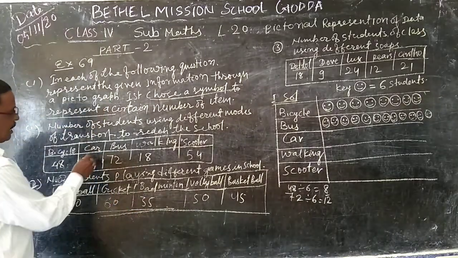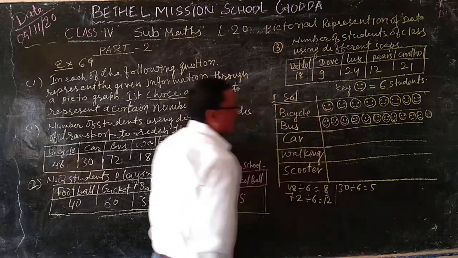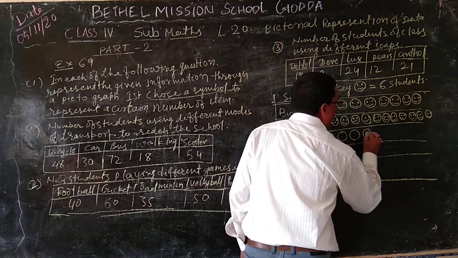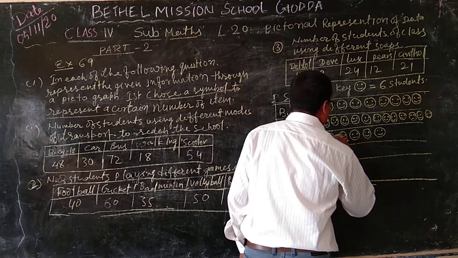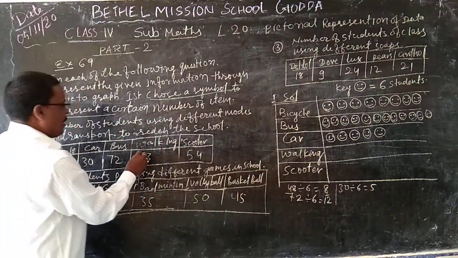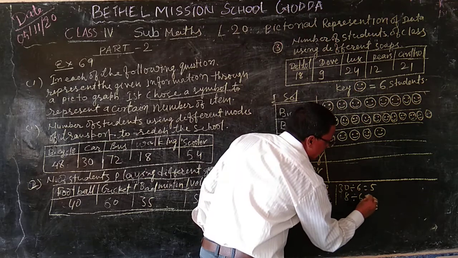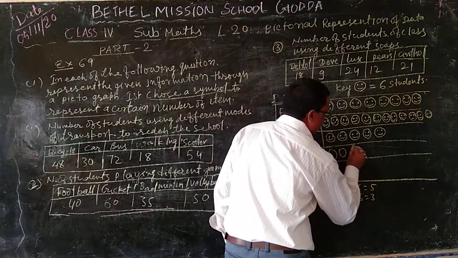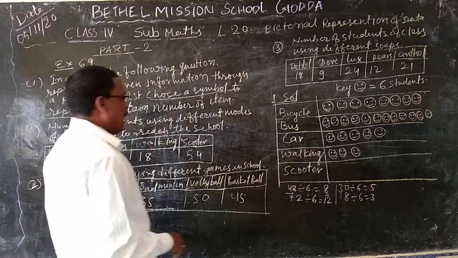Clear? Next is car. Car is 30. So again, 30 divided by 6, how much? 5. How many pictures can you make? 5. 1, 2, 3, 4, 5. Clear? Next is walking. Walking, how many students? 18. So again 18 divided by 6 equals 3. So how many pictures can you make? 3. 1, 2, 3. Clear?